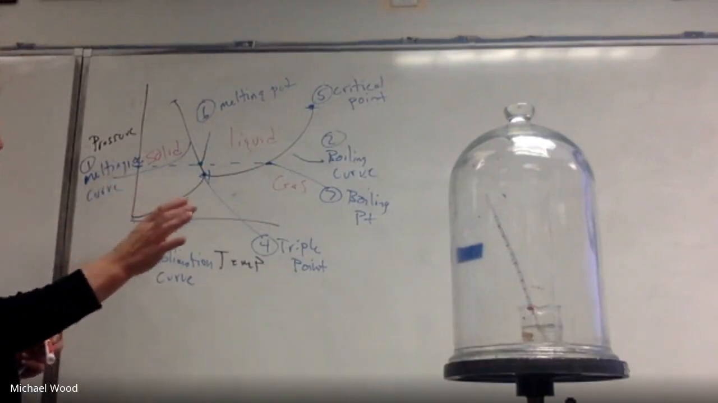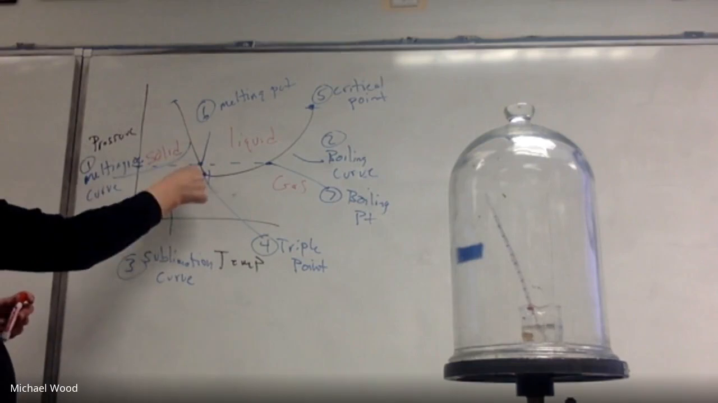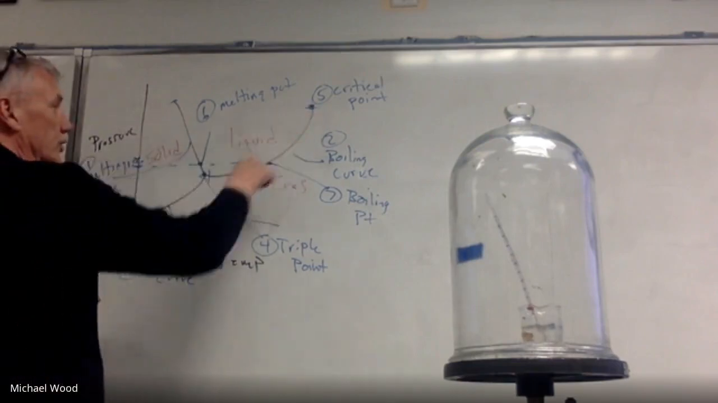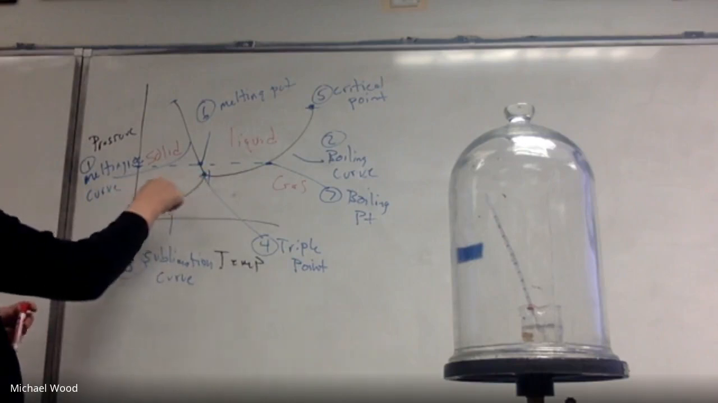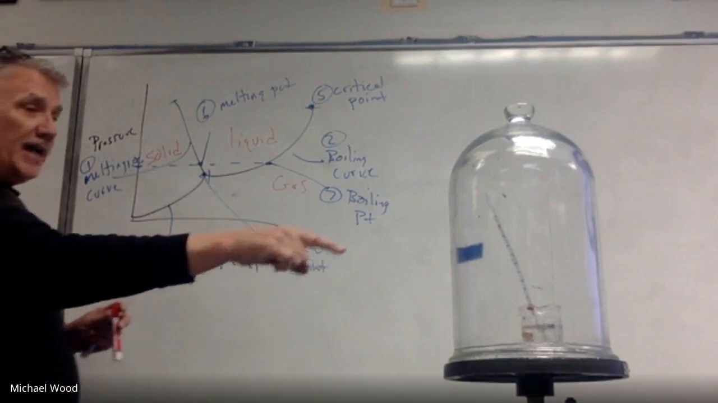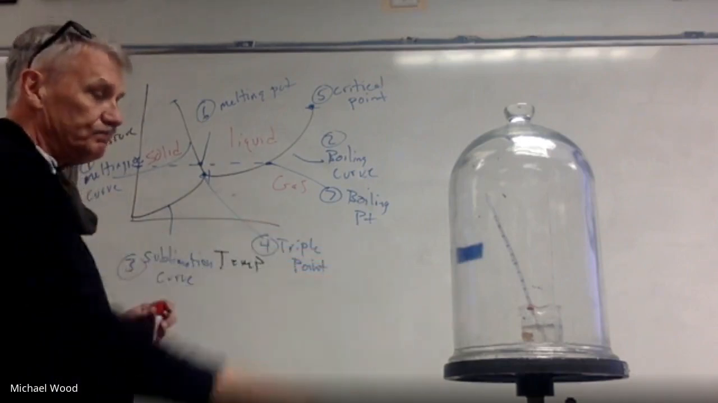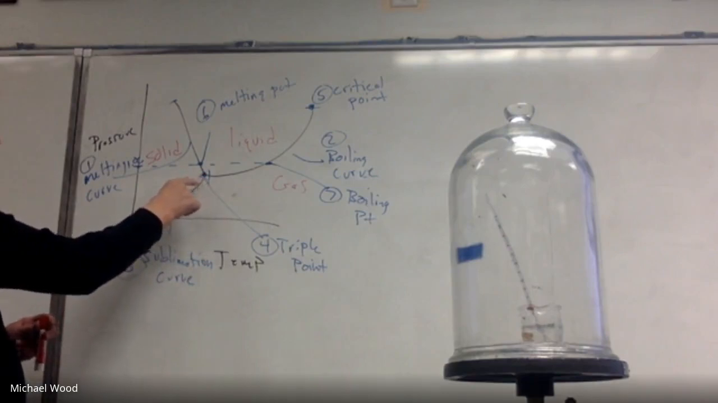But here are the important points again. A lot of lines here, but the melting curve right here, 1. The boiling curve here going liquid to gas, 2. 3, the sublimation curve going from solid to gas. Number 4 is the triple point. I actually have that right now in the vacuum pump. That's where we have solid, liquid, gas.